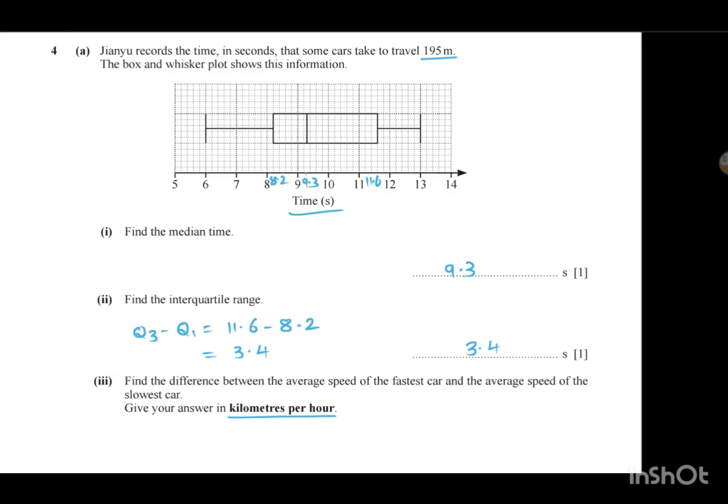Now let us see which is the fastest car and the slowest car. How to see that? The least time taken is 6 seconds, and the most time taken is 13. So this will be the fastest and this will be the slowest. Distance is the same, time is different. 195 by 6 will be the fastest, 195 by 13 will be the slowest.